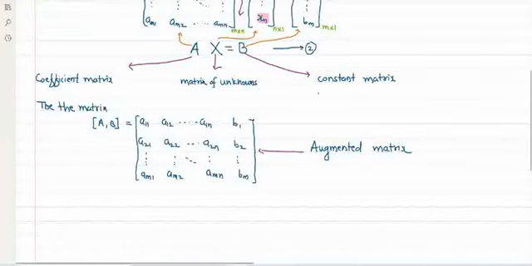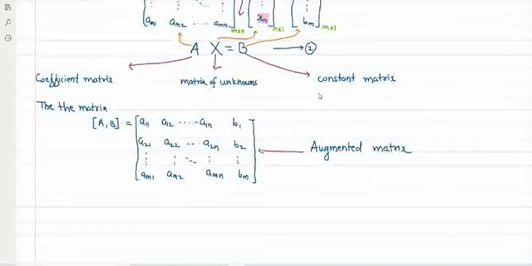So to make a difference between matrix A and the augmented matrix, I will use a vertical line. This is a separation.